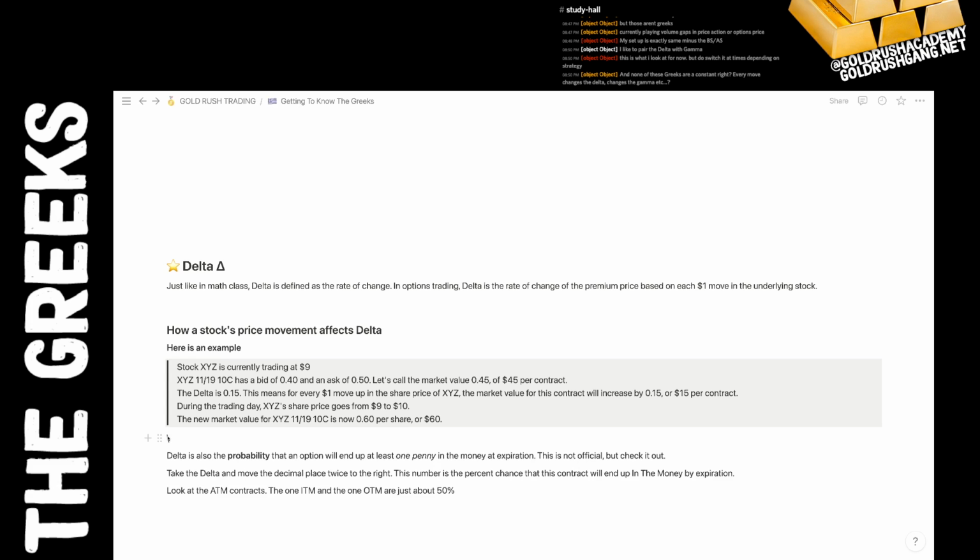The delta is also the probability that an option will end up at least 1 penny in the money at expiration. It's not official, but if you look at contracts that are deep in the money, you'll see that if you multiply the delta by 100, you get a percentage of the ability of that contract to stay in the money. If you look at contracts that are out of the money and multiply the delta by 100, it basically gives you the probability that particular contract will end up in the money.